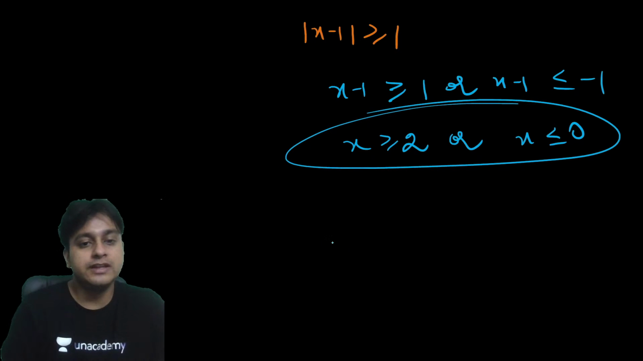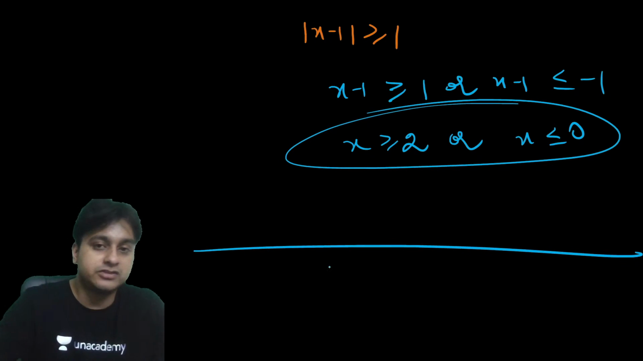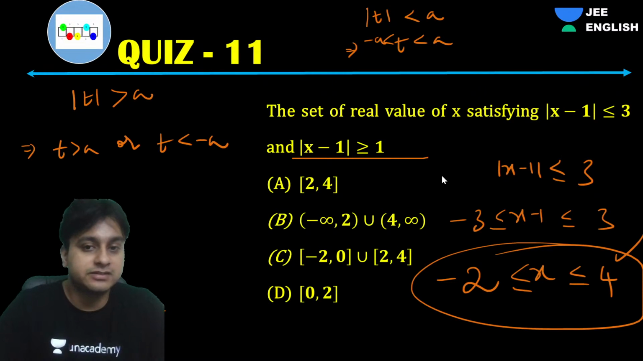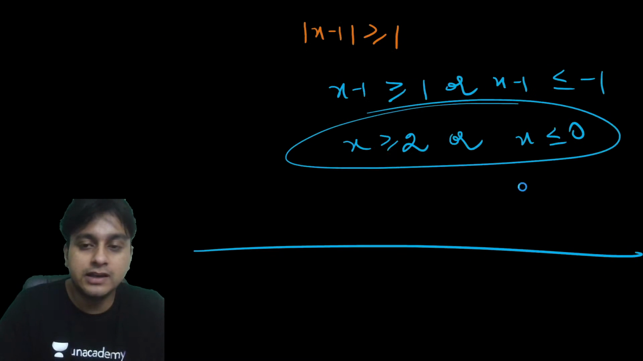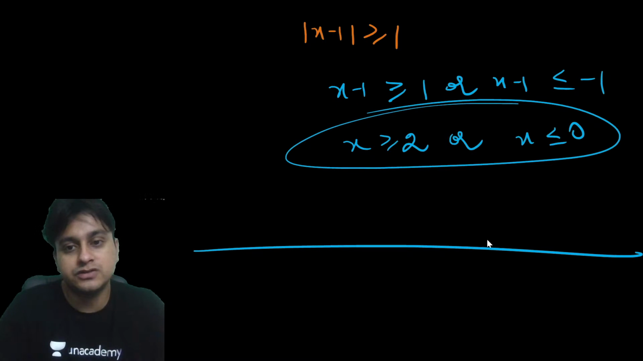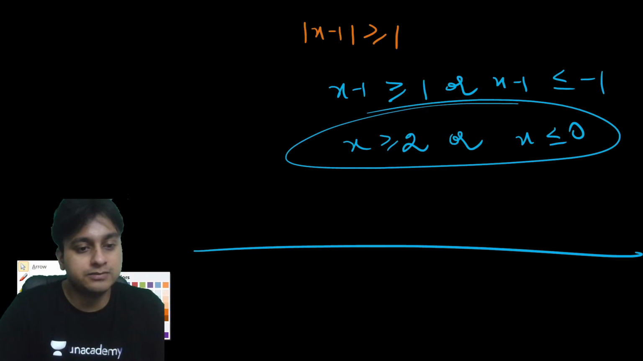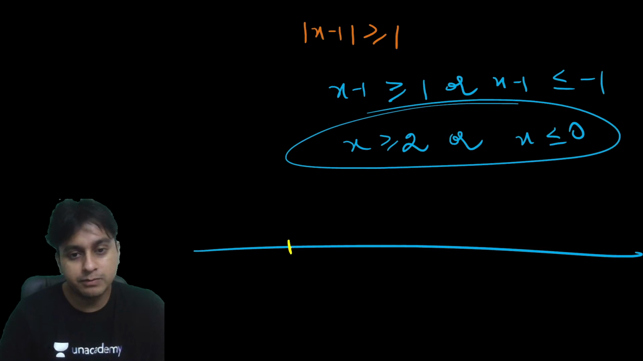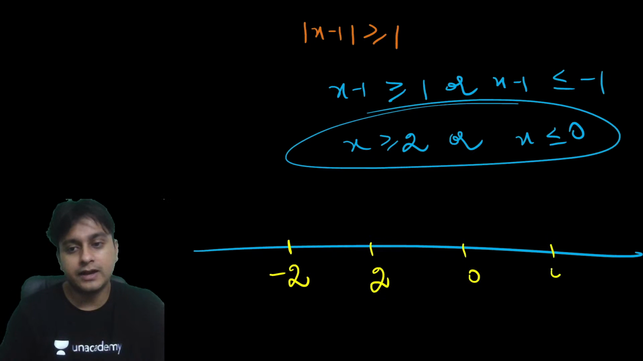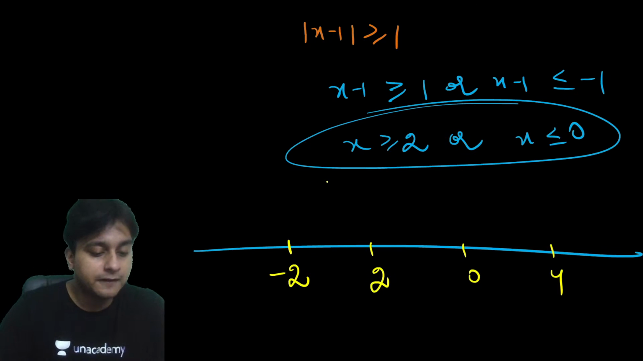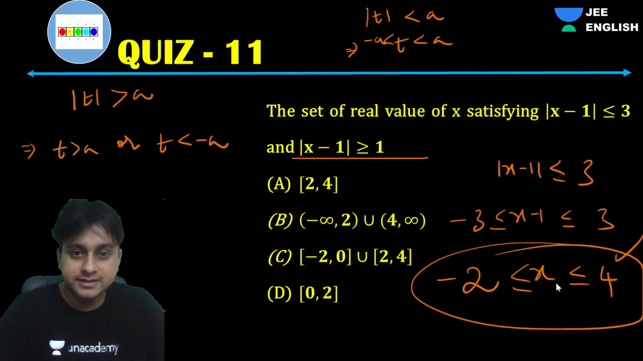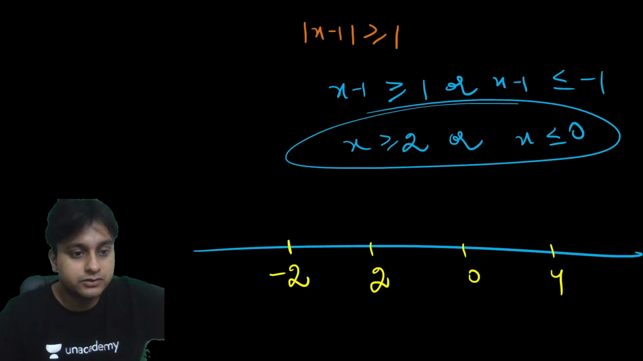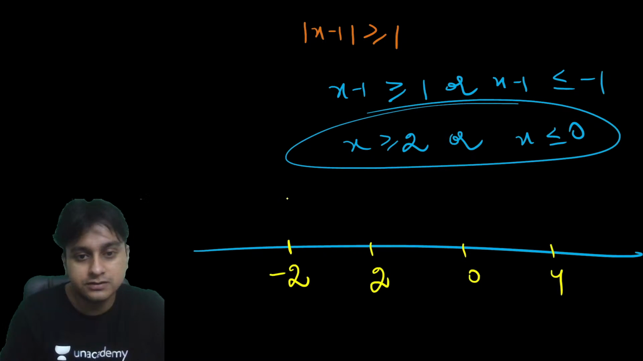So let's plot both the answers on the number line and take the common region, because we want this and this both to be satisfied. First of all, let's plot the critical points. We have -2, 0, 2, and 4, right? Now, guys, the first case is saying that x is between -2 and 4, that means this region.